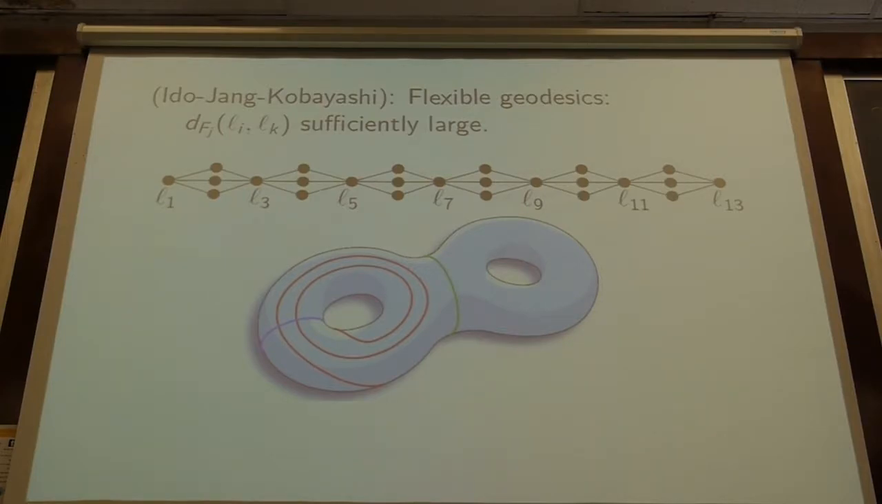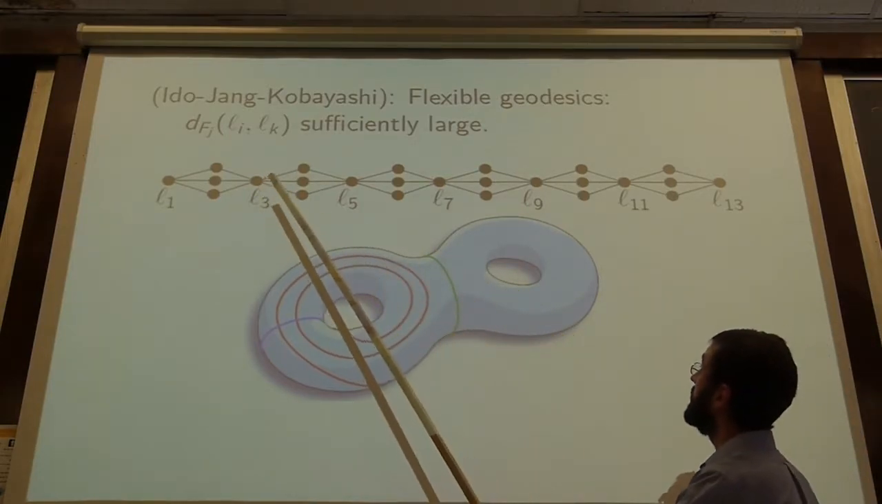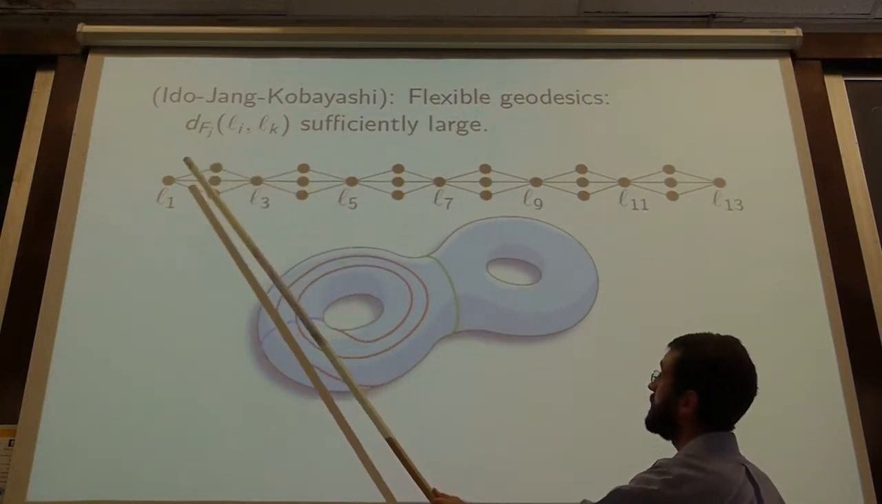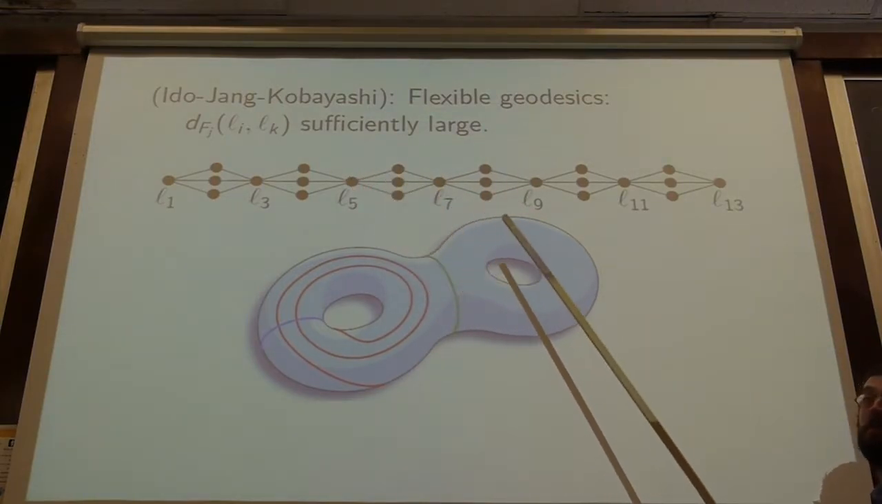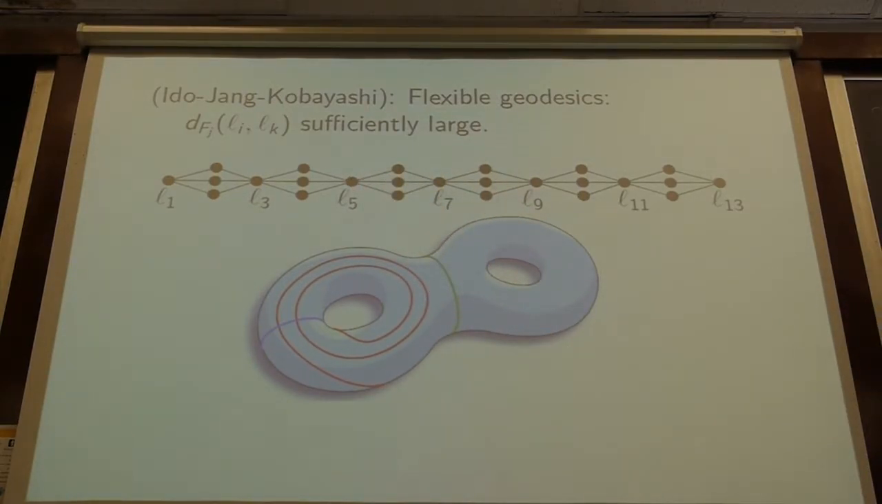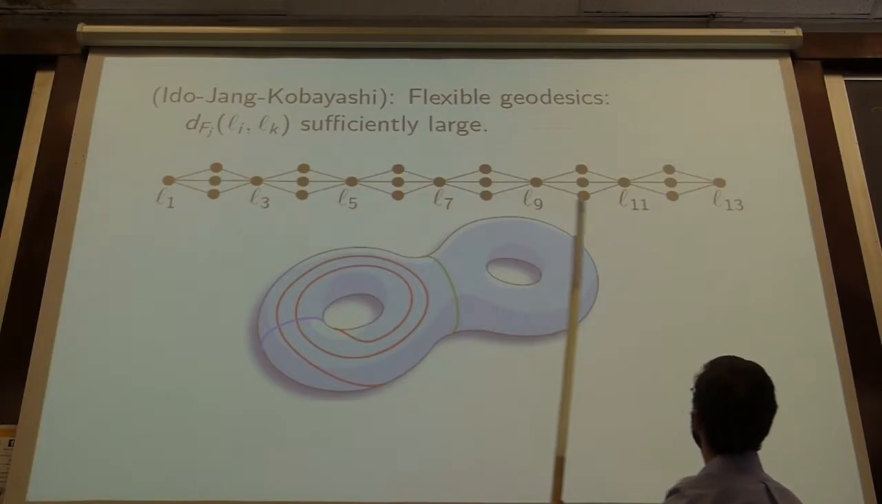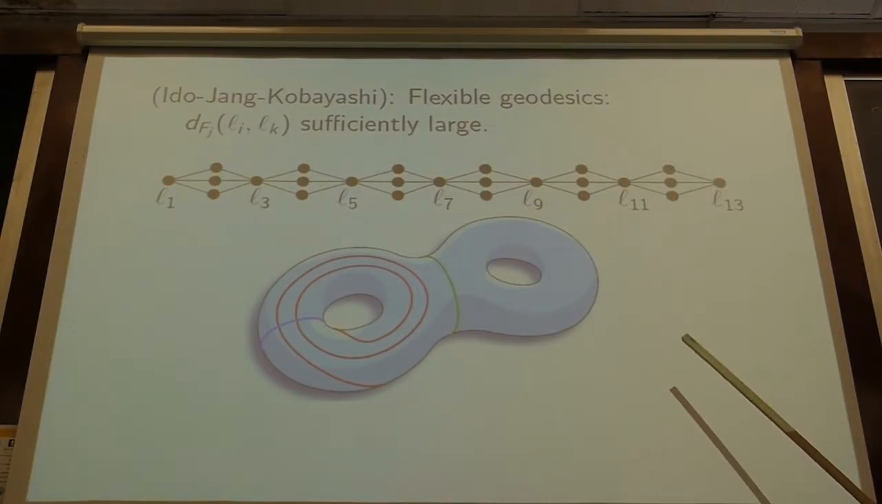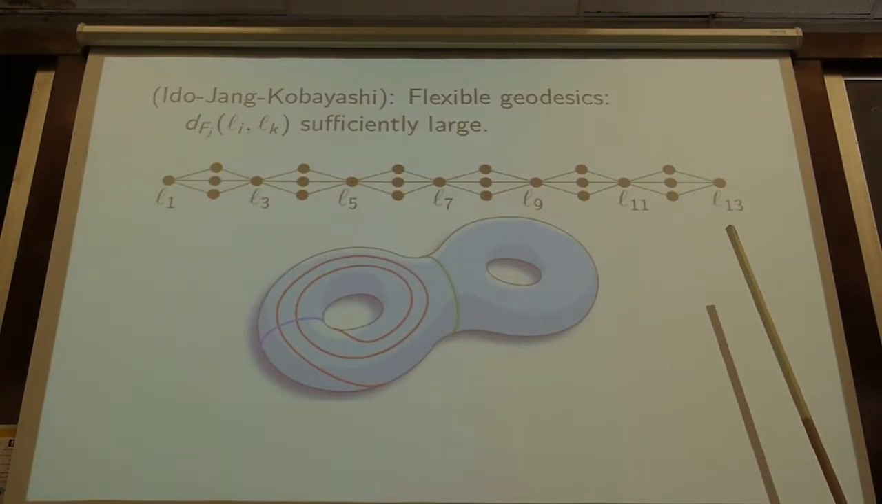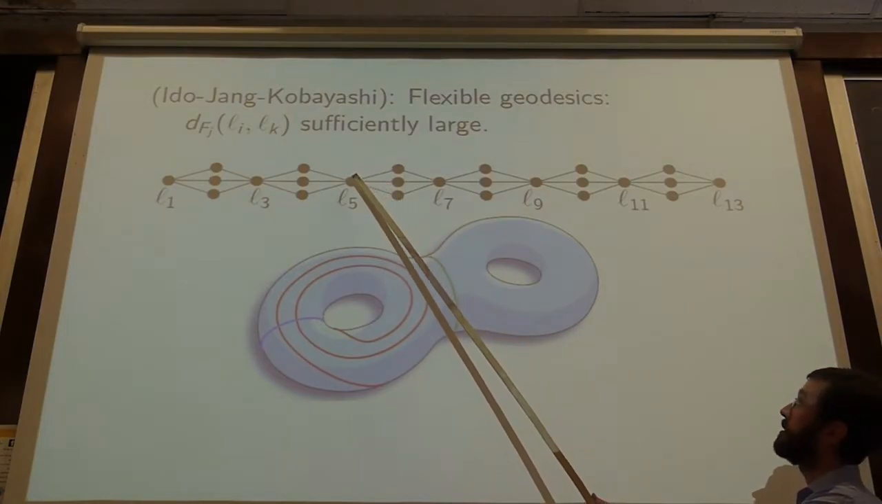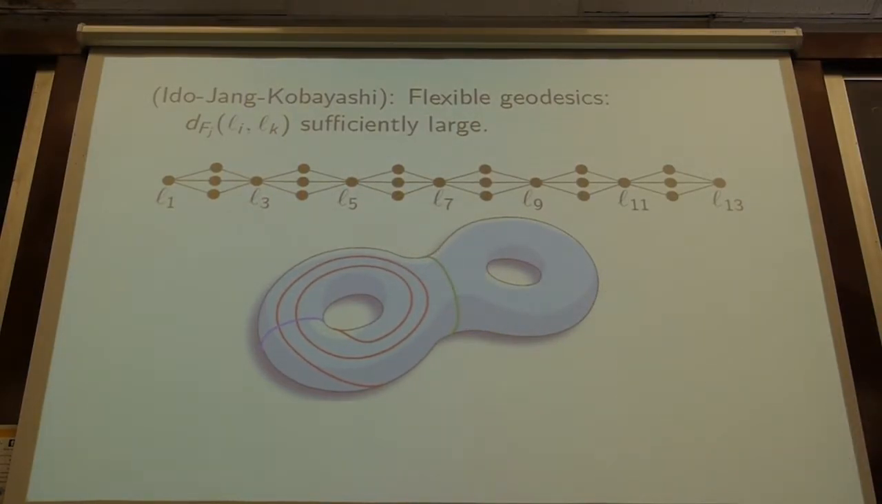Okay, so what we get is that in this particular path, every loop to the left of L5 has high distance from every loop to the right of it in the complement of L5. And then the lemma says that since they're high distance in the subsurface, any path from, say, L1 to L13, since those are high distance in the complement of L5, every path has to have a loop disjoint from the complement of L5. So in other words, it has to have L5 somewhere in that path.